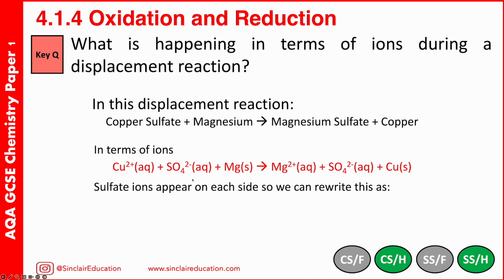Now notice the sulfate ions are just there on each side of the equation. These are known as spectator ions. They're not actually involved in the reaction, they're just there. So we can remove them out of the equation.